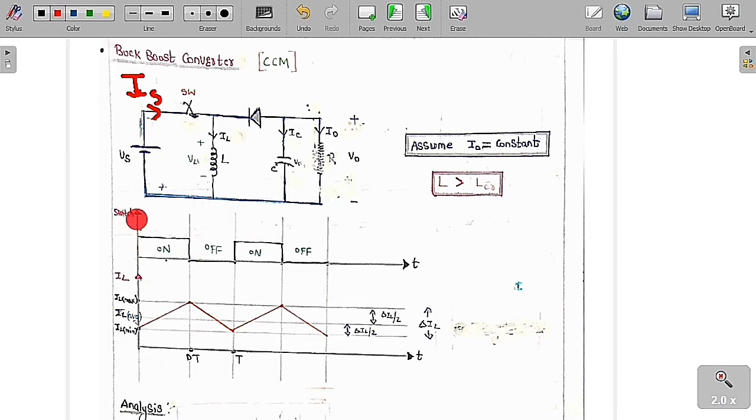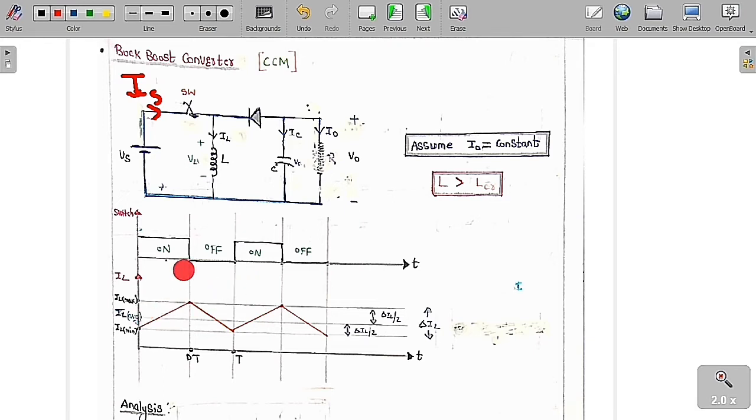So this is a switch. We are going to turn on the switch during 0 to T on, and from T on to T we are going to keep the switch off. We are going to repeat this process after a time period of T. So we are going to see what the nature of this is.